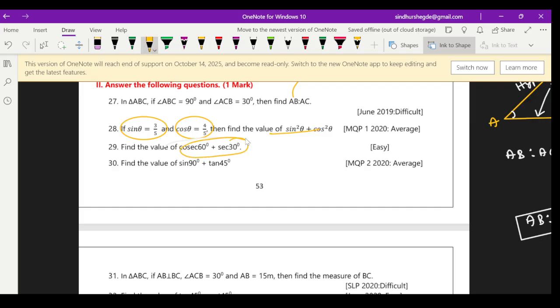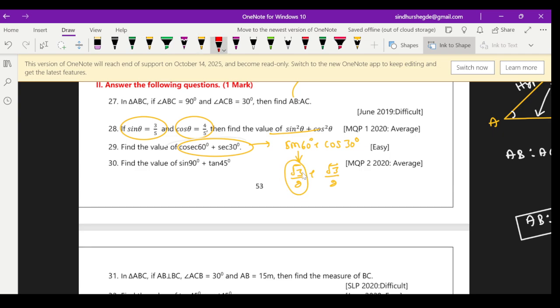Now what is cosecant? Simply we have to put the value. What is cosecant 60 degree plus secant 30 degree? Usually I don't remember the values of cosecant 60 and secant 30. Cosecant 60, I know, is the reciprocal of sin 60, and secant is the inverse of cos 30. So sin 60 I know is root 3 by 2, and cos 30 is also root 3 by 2. I already told you that sin 60 and cos 30 are brothers.